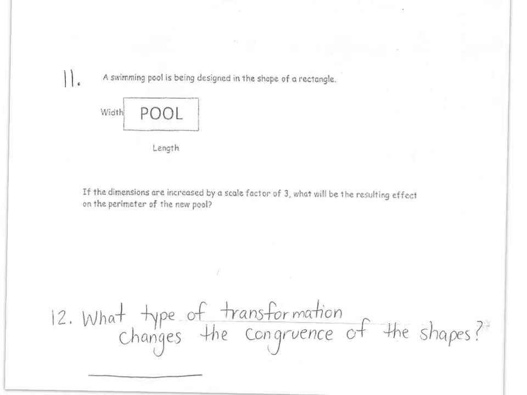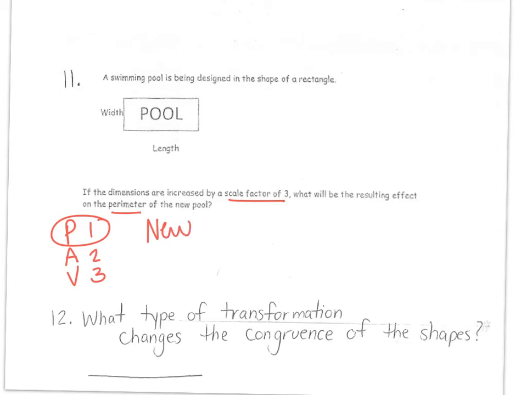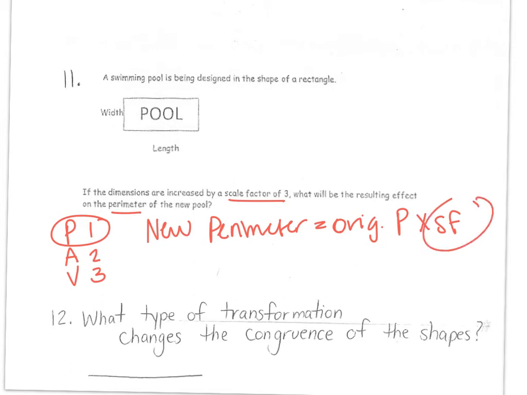Number 11. A swimming pool is being designed in the shape of a rectangle. If the dimensions are increased by a scale factor of 3, what is the resulting effect of the perimeter? So this is one of those PAV 1, 2, 3 questions. We're talking about perimeter, so if I were going to write that the way we talked about it, it says new perimeter equals original perimeter times scale factor. When I talk about how it affects it, I'm only looking at the scale factor. So if the scale factor was 3, then that makes it 3 times larger or 3 times bigger, however you want to say it.